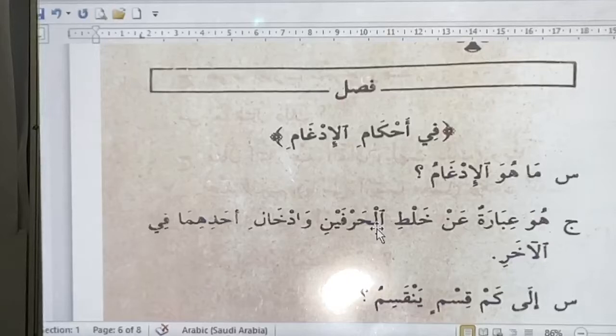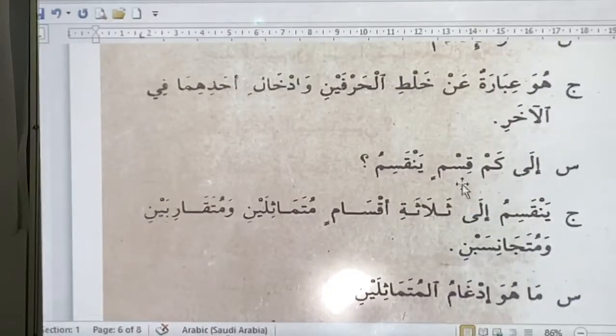It's not only looking alike, but the bottom line of idgham is merging two letters and reading them as one letter. So which are these letters that when we see them, we have to merge them, because the definition is to merge the two letters and reading as one letter. So السؤال: إلى كم قسم ينقسم, how many divisions do we have for idgham? ينقسم إلى ثلاثة أقسام. Idgham has been divided into three areas.